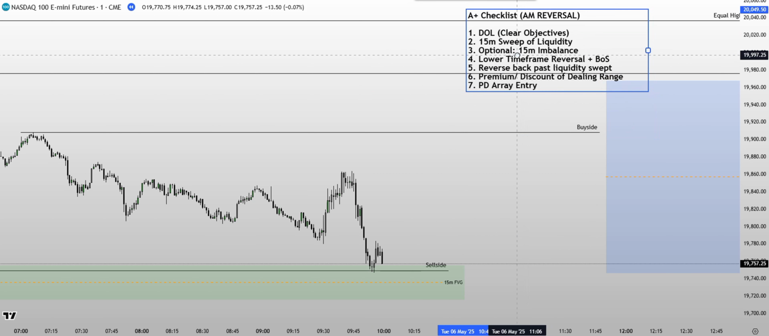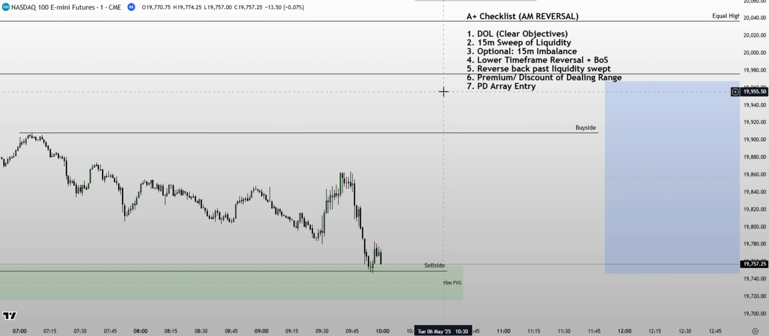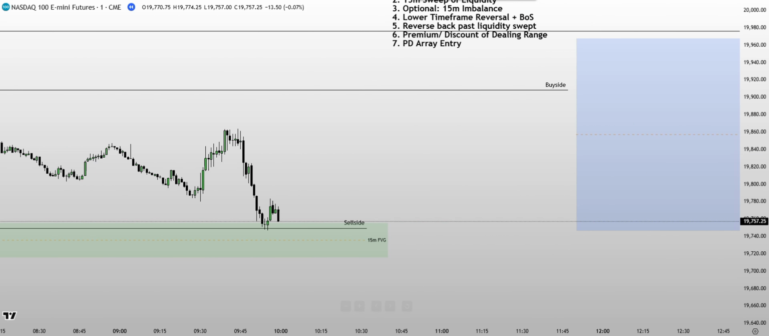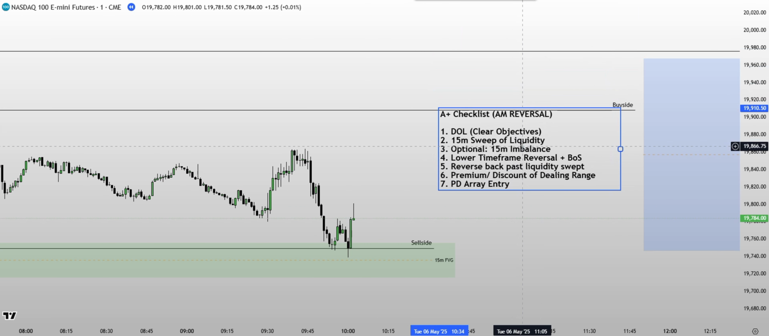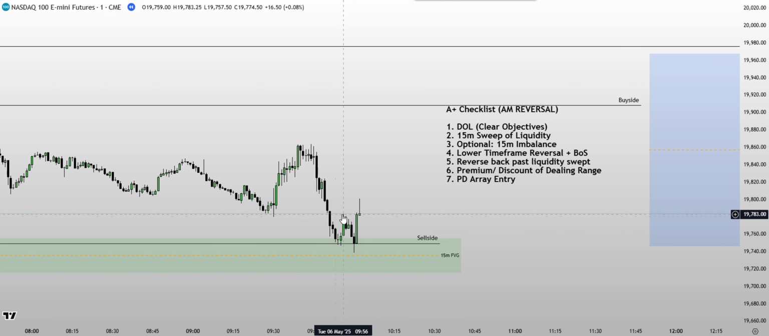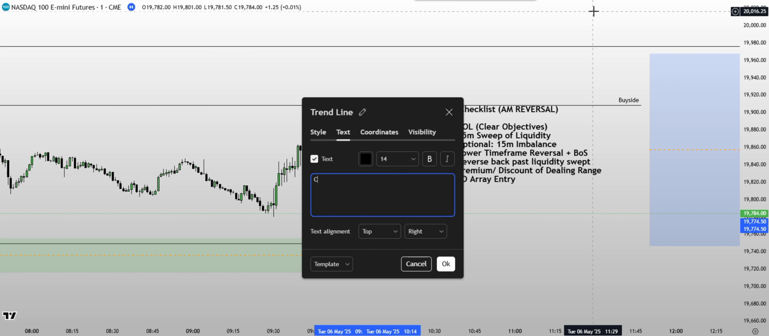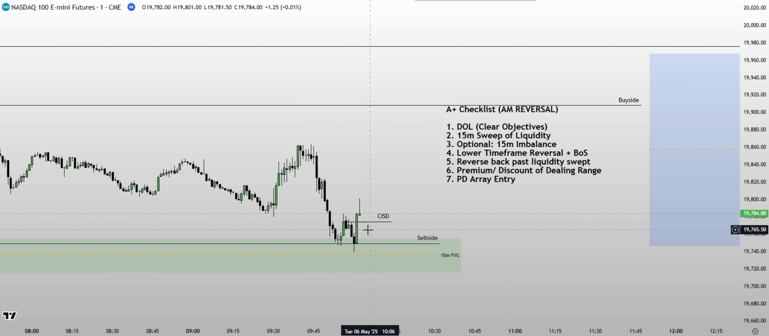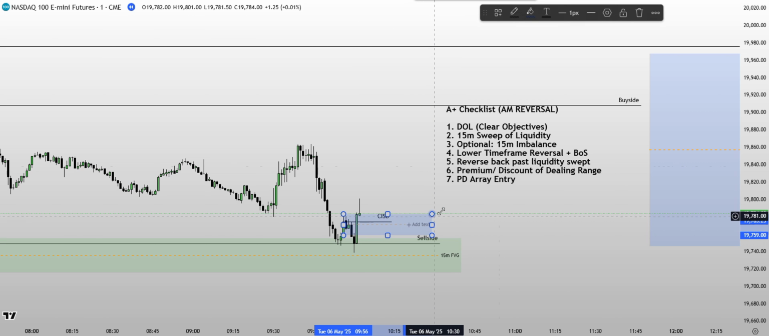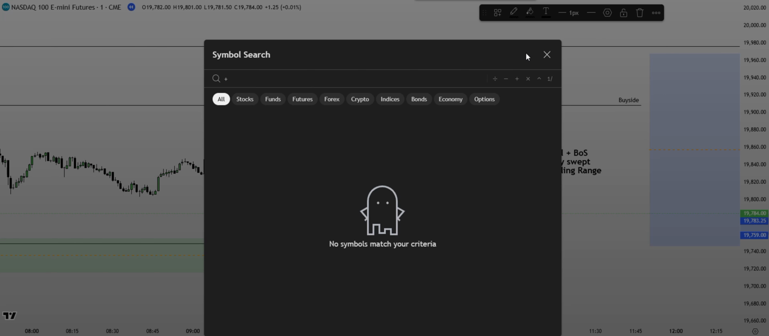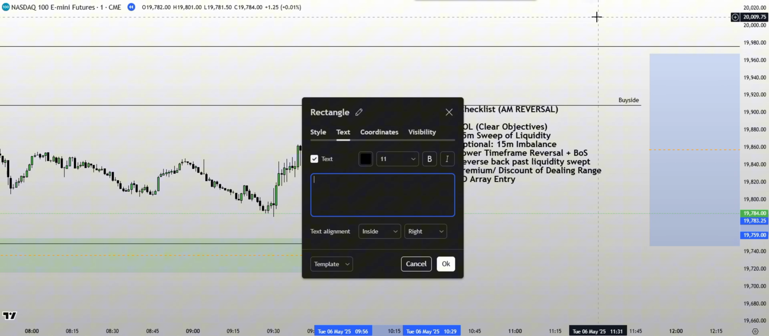All right, steps 1 to 3 are met. On the lower time frame, we get an internal sweep right here and a reversal from this point. So do we get a reversal? Yes. We get a change in the state of delivery right here. Price changes the state right here. That's valid. This is a breaker structure as well. We get a breaker formed right here. That is our PD array. Whoops. That's our PD array to enter off of.